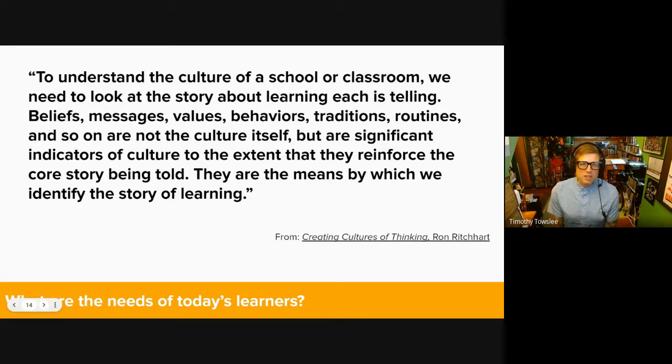And Richard says, to understand the culture of a school or a classroom, we need to look at the story about learning that each is telling. So beliefs, messages, values, behaviors, traditions, routines, and so on are not the culture itself, but are significant indicators of culture to the extent that they reinforce the core story being told. They are the means by which we identify the story of learning.